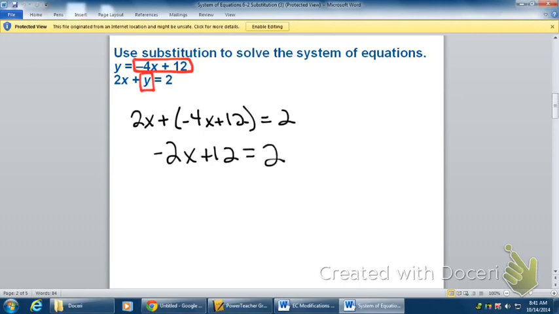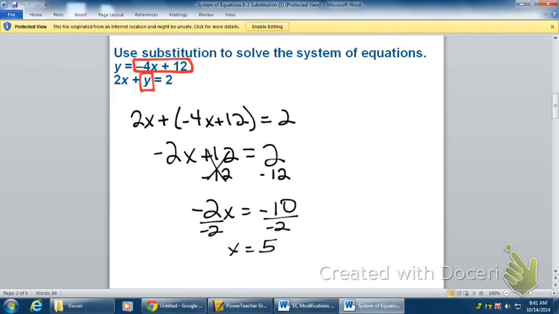Okay? From here, I'm minusing 12 from both sides, because we're getting x by itself. Sorry, let me slow down. Here, you're solving for x. You divide both sides by negative 2. Okay?